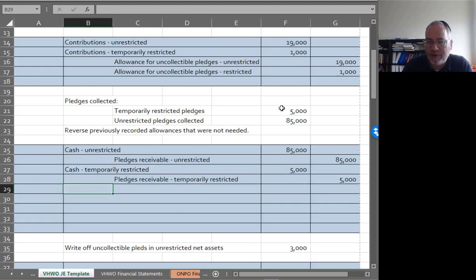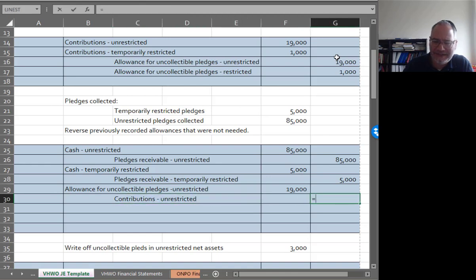And then I'm going to undo all of these allowances because I've collected the whole thing. Yeah, reverse previously recorded allowances that were not needed. So I'm going to debit allowance for uncollectible pledges, unrestricted. This is the kind of thing where if I put it on a quiz, people would not know what to do because it's so simple. They'd be like, that's it, really?